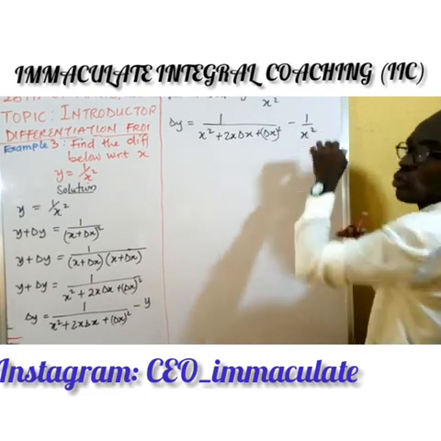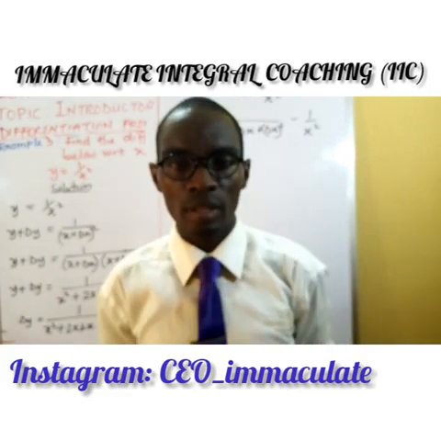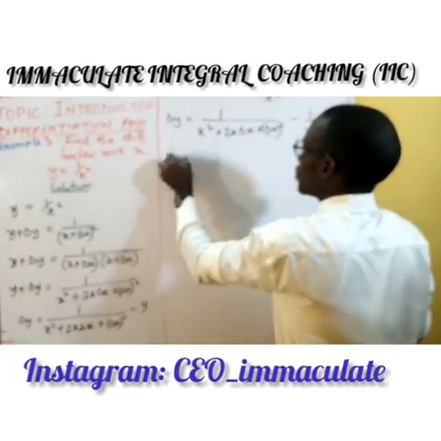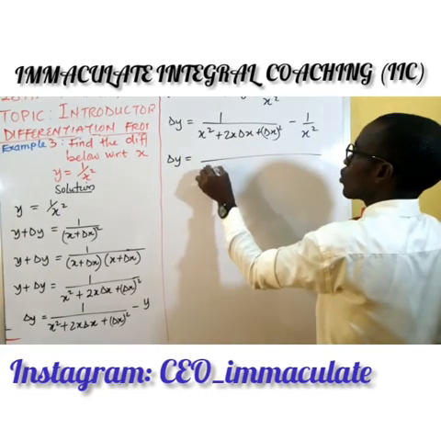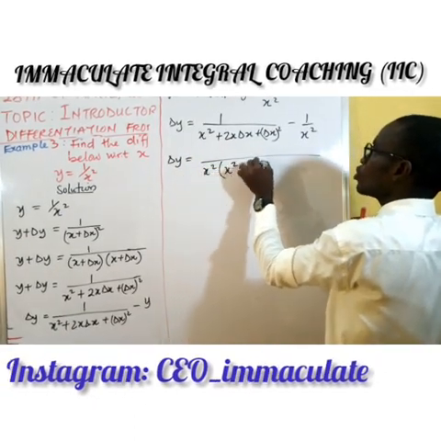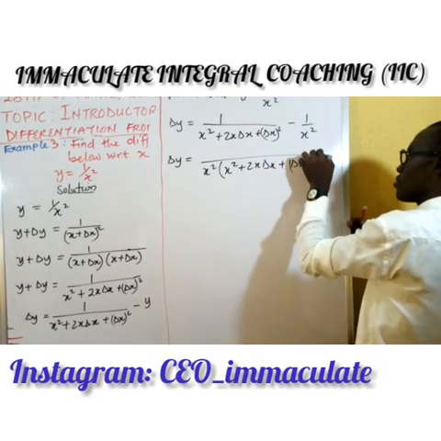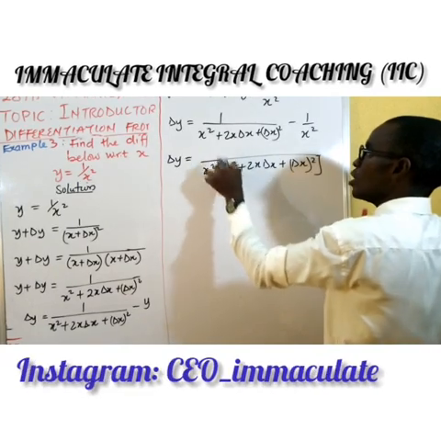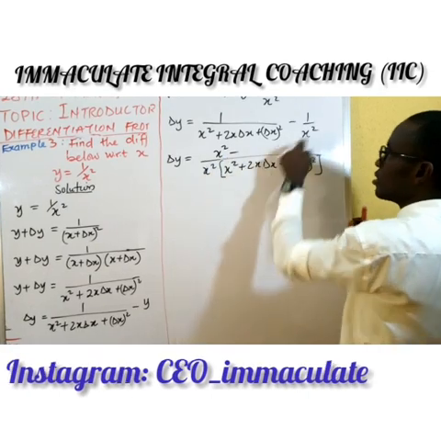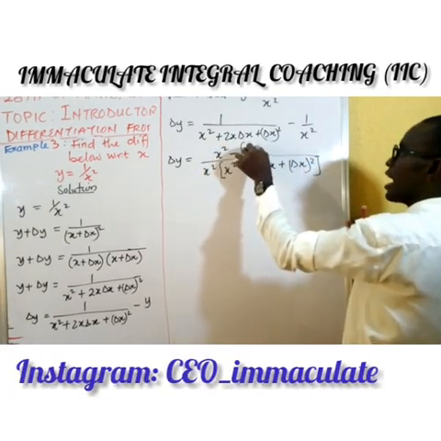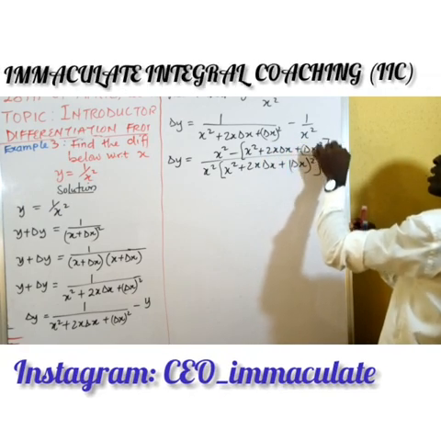So therefore, δy will be equal to 1 over (x squared plus 2xδx plus δx squared) minus 1 over x squared. Okay, so from here, we're going to find the LCM. So let's find the LCM of this. δy equals to, what is the LCM? The LCM is x squared into (x squared plus 2xδx plus δx all squared). So this is the LCM. This and this remain this, that's x squared, minus, into bracket, we have (x squared plus 2xδx plus δx) all squared.